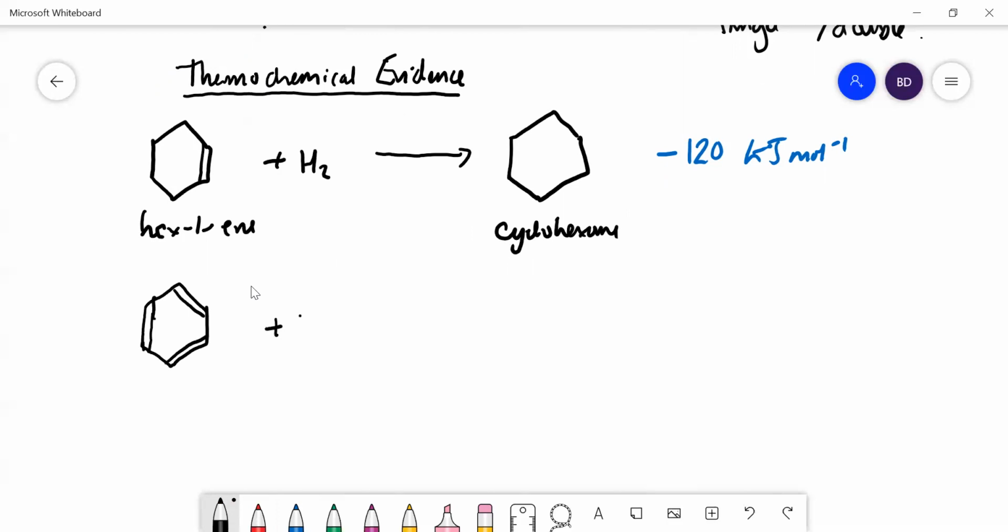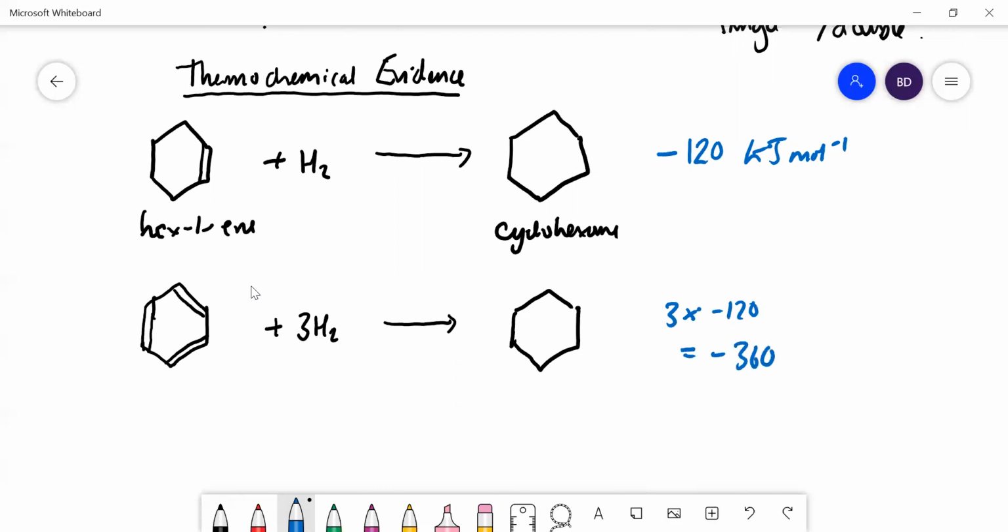And you reacted that with 3 moles of hydrogen to form cyclohexane, you should get 3 times minus 120, which is equal to minus 360 kilojoules per mole. That's what you'd expect. But you don't get that.